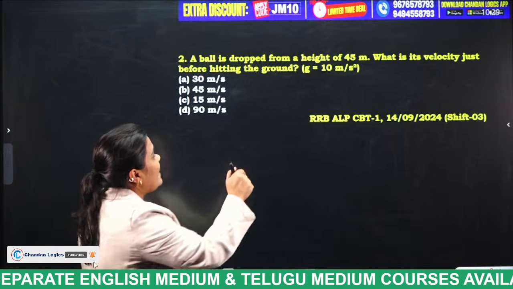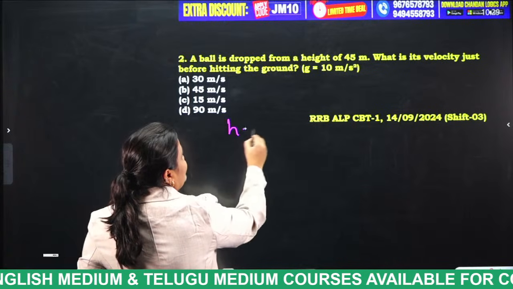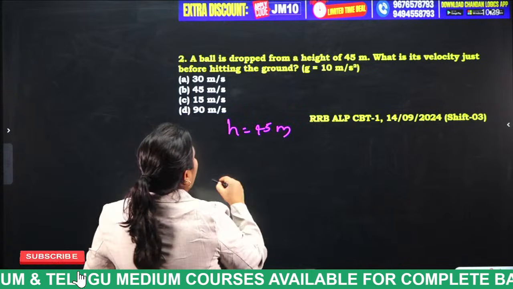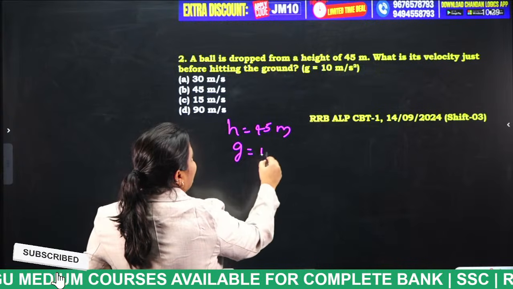So what are the given values, students? They have given h is equal to 45 meters, and g is equal to 10 meters per second square.